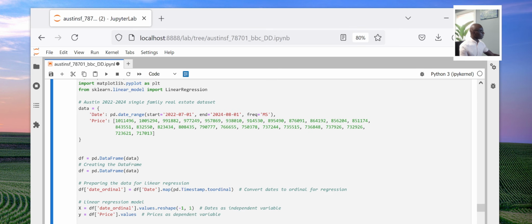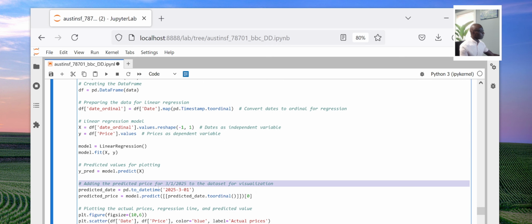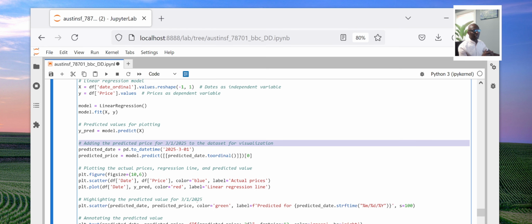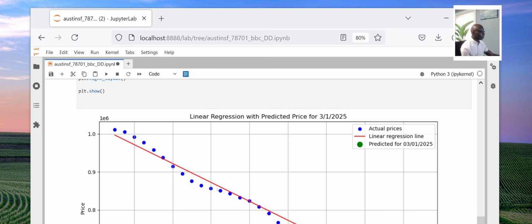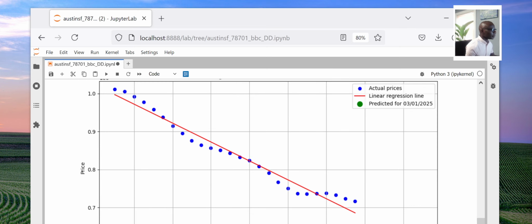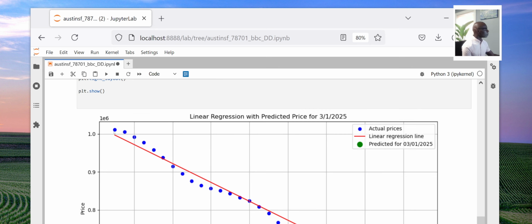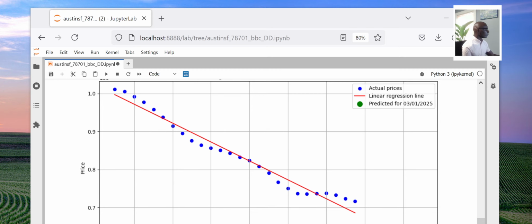Last illustration use case for future predictions. I want to take a look at March 1st, 2025. Just want to determine how much of a cost saving opportunity there could be if I were to wait even longer for purchasing a single family home in Austin, Texas. So the predicted price for March 1st, 2025 is $559,365 based off the historical prices that we've looked at starting in August 2022 in a linear regression machine learning model.